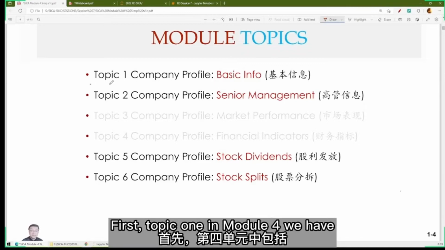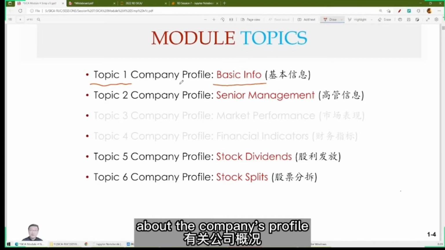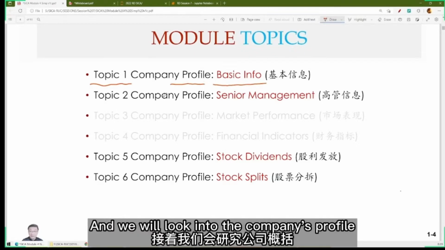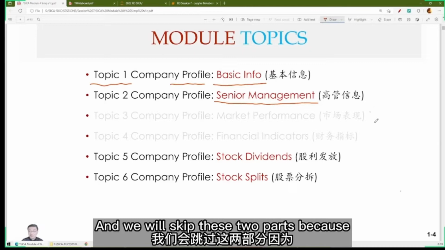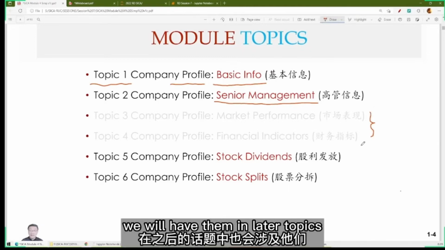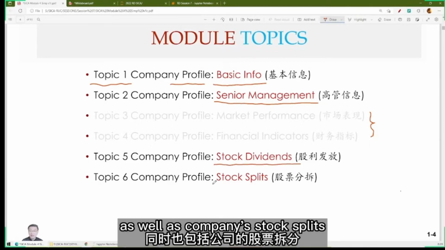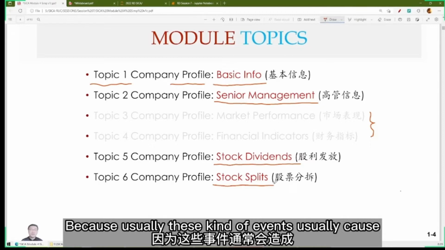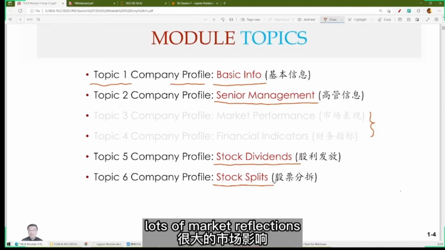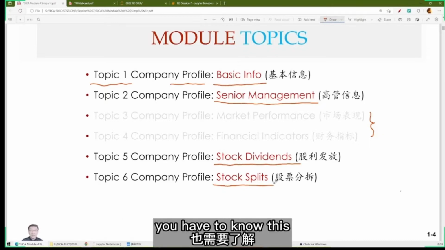First, topic 1 in Module 4, we have the company basic info about the company's profile. And then we will look into the company's profile about its senior management. We will skip these two parts because we will have them in later topics. And then we'll look into company dividends as well as company stock splits, because usually these kinds of events cause lots of market reactions. So even for an entry-level investor, you have to know this.